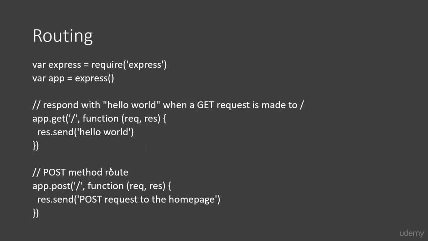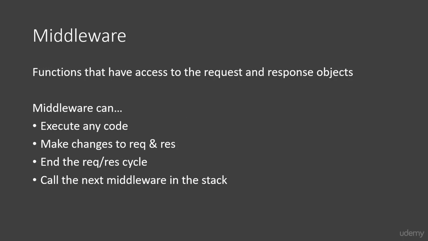All right, down here we're handling a POST request to that same endpoint, that's slash. Okay, you can use the same route with different request types. So this would be a POST request, and we're just going to send the text POST request to the home page. All right, you can also do app.put as well as app.delete. All right, so that's routing, and we'll be using routing quite a bit.